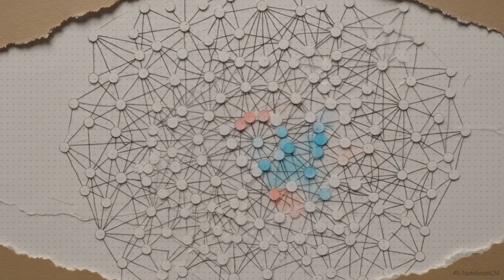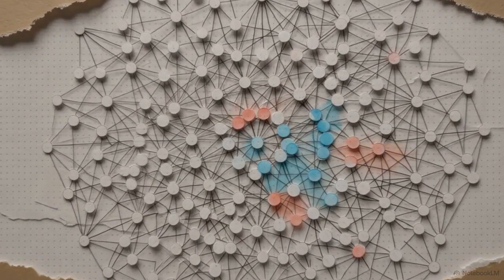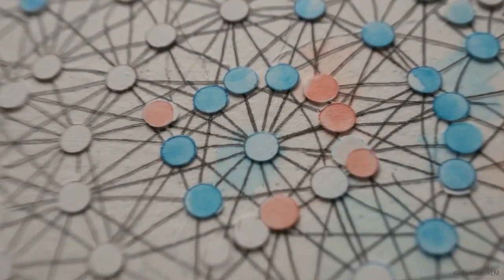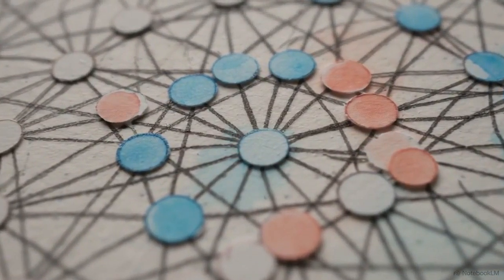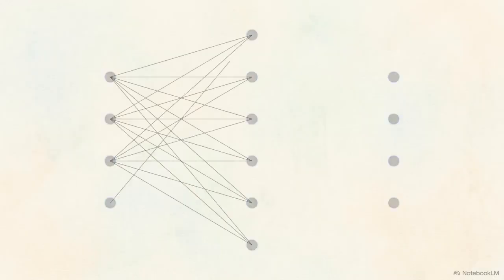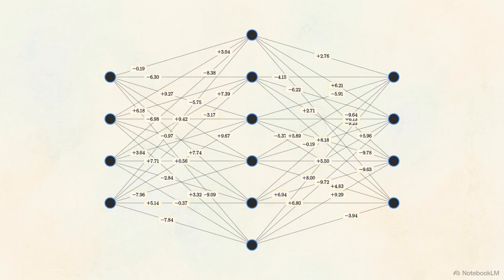Look at a modern AI model, and it is easy to feel overwhelmed. We're talking about billions of parameters, a massive, intricate web of connections. But when you first turn that massive structure on, it is effectively hollow. Every single one of those billions of connections is set to a completely random value.